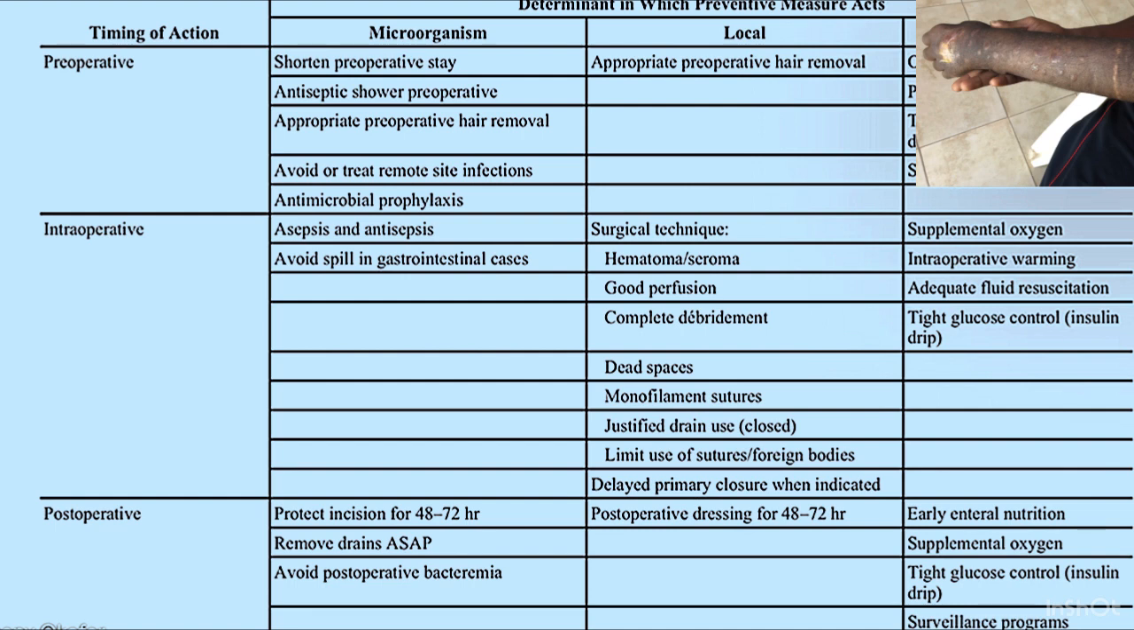For appropriate preoperative hair removal, the patient shouldn't shave their hair before coming for admission for the surgery. However, if any form of hair removal should be done, it should be done in the theater and preferably with the use of a clipper. Surgeons should avoid remote sites of infection. Antimicrobial prophylaxis should be used. Intra-op aseptic techniques should be maintained.